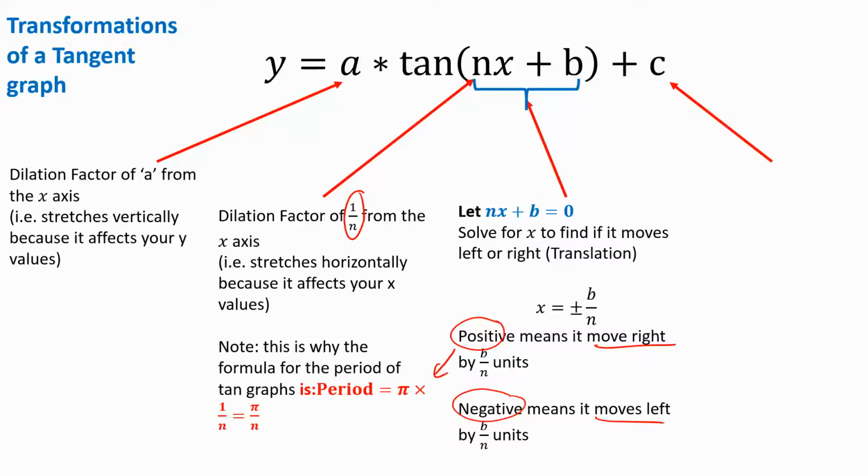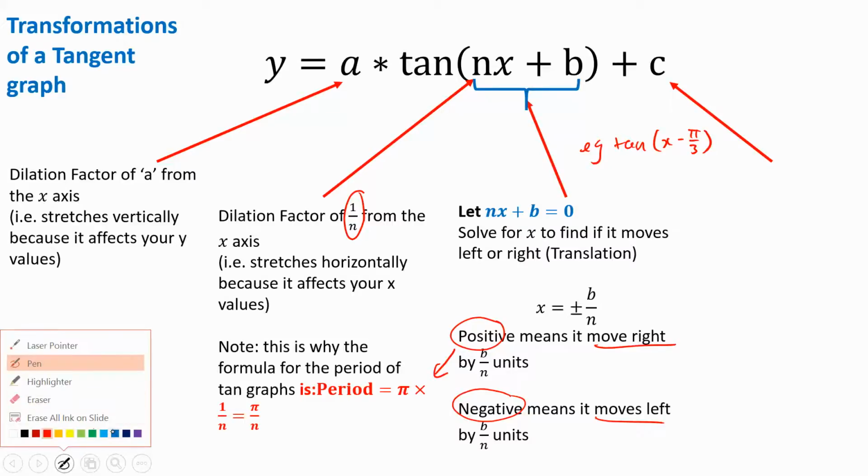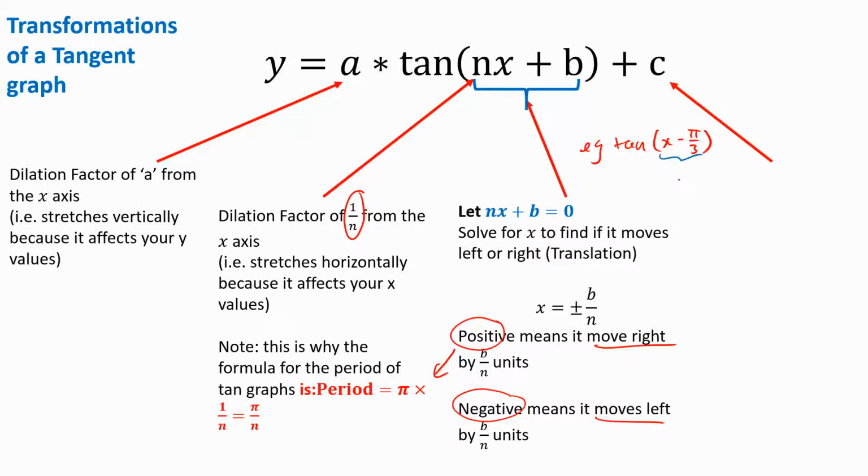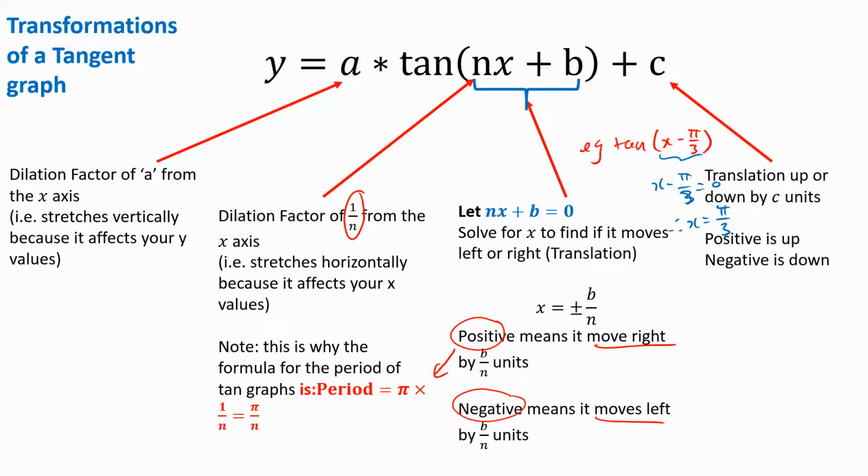So if I gave you, for example, tan of x minus pi on 3, you would let x minus pi on 3 equal 0, then therefore x equals pi on 3. This just implies that you're moving to the right by pi on 3 because it's positive. And then finally C, translation up or down by C units. Positive is up, negative is down. And so you're applying the same thing.